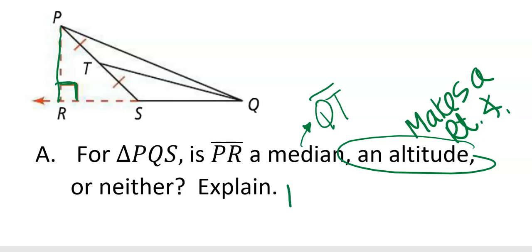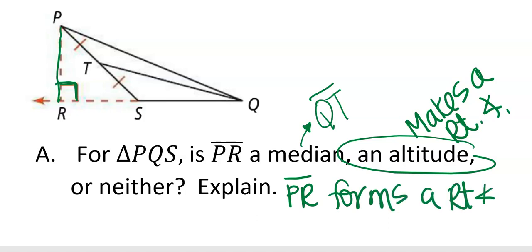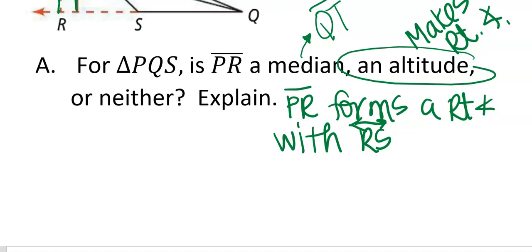Explain: PR forms a right angle with RS. You could also say QR, you could also say QS, as long as you name the line. So this part, not the hard part. The next part when we actually use the theorem is the harder part.